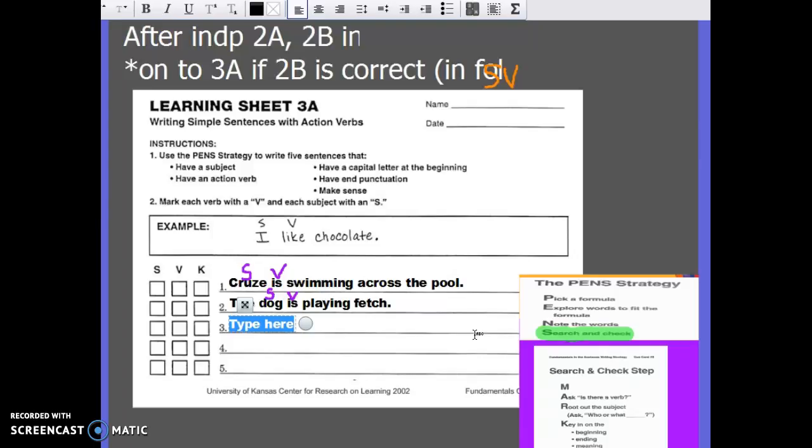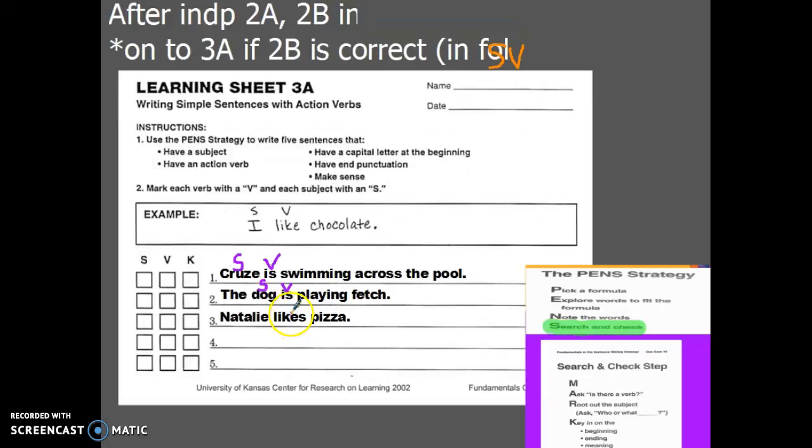So now I get to note the words. Natalie went. Oh no, I want my verb to be golfing. How can I make that work? So if I use golfing, I would have to put in is again. Natalie is golfing. But I want to use a different verb. So Natalie, I'm going to use a mind verb. Likes pizza. There we go. Now I have to mark it up.